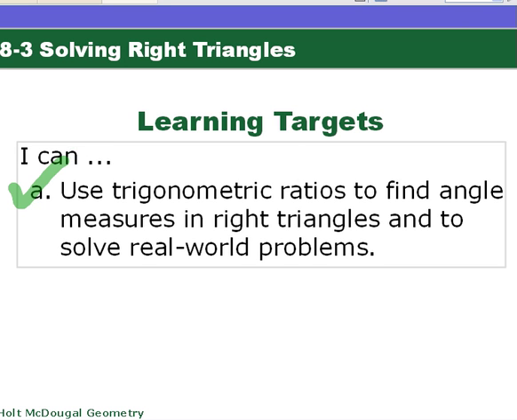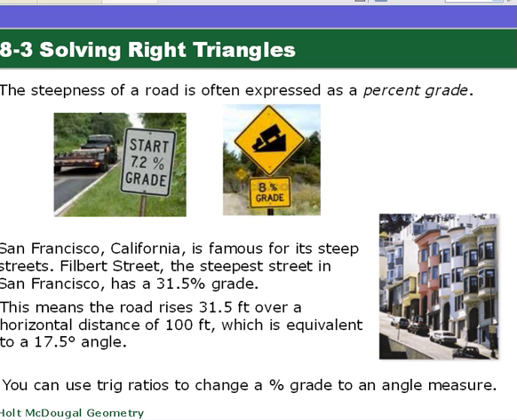All right. The steepness of a road is often expressed as a percent grade. So 7.2% grade has to do with how fast it's going up versus how fast it's going across, or rise over run.